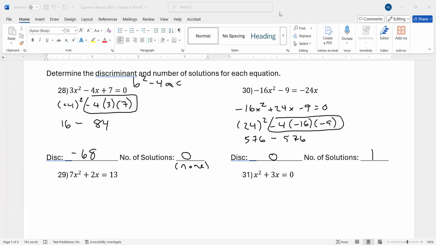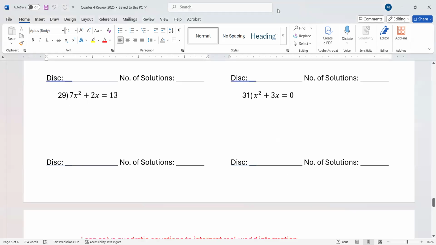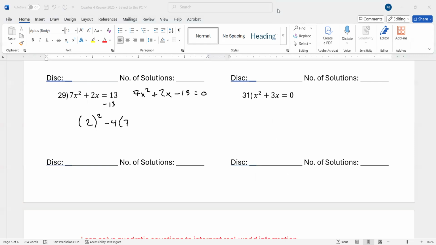Okay, I'm going to do that a couple more times. For 29, we're going to first bring over the 13. So it's going to give me 7x squared plus 2x minus 13 equals 0. B is 2. A is 7. C is negative 13. So 2 squared is 4. In that box are 2 negatives, so that's a plus. Now I'm just going to do 4 times 7 times 13. It's 364. So the discriminant here is 368, which means that there are 2 solutions. It's positive.